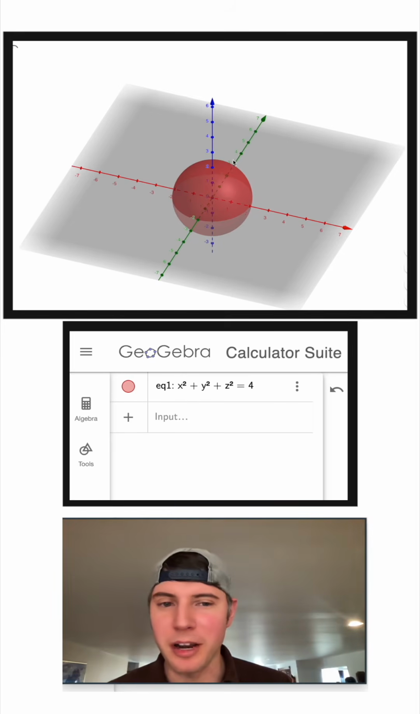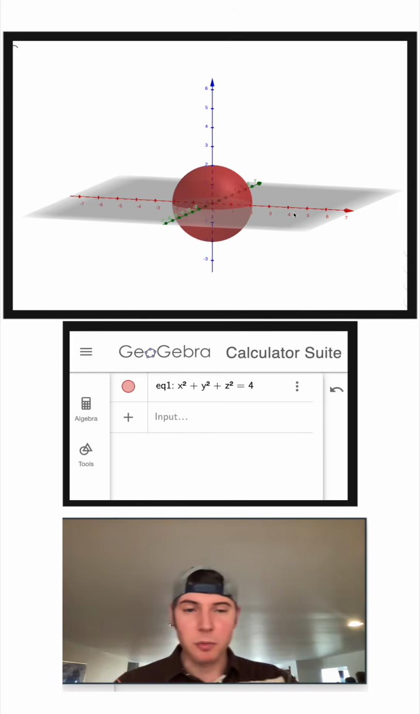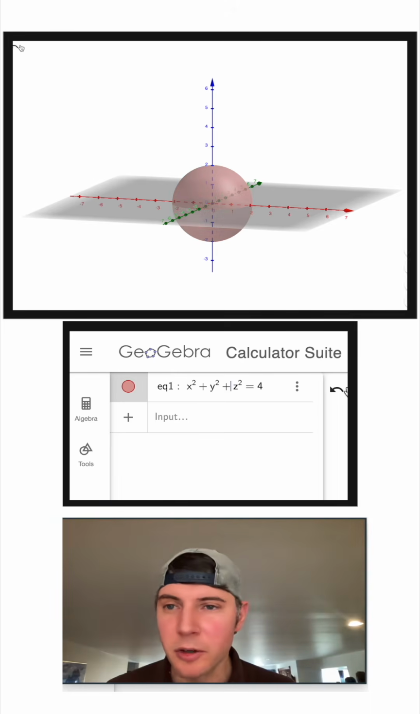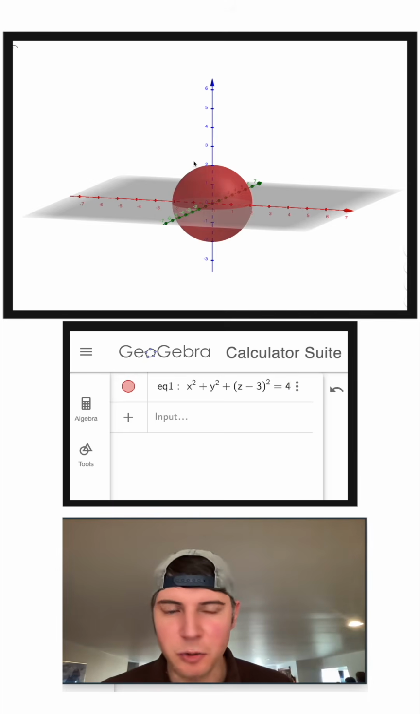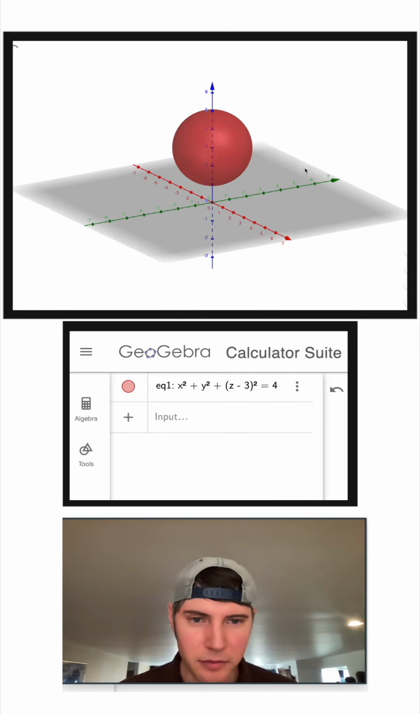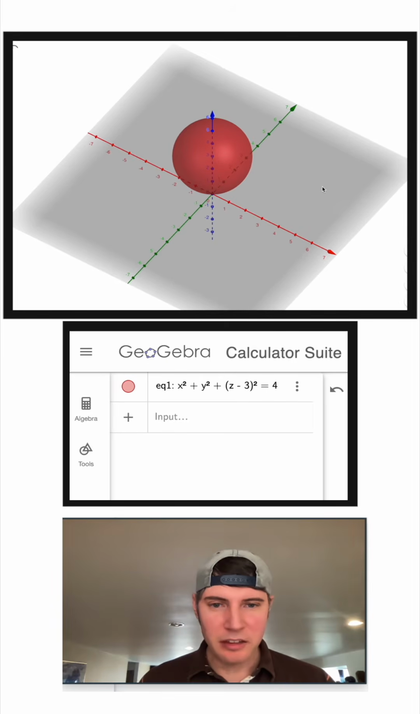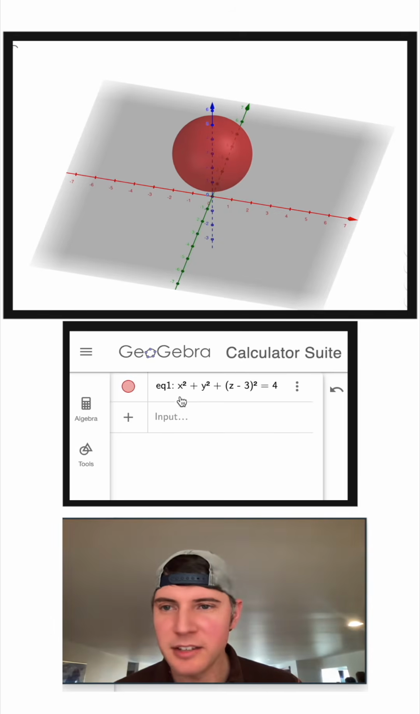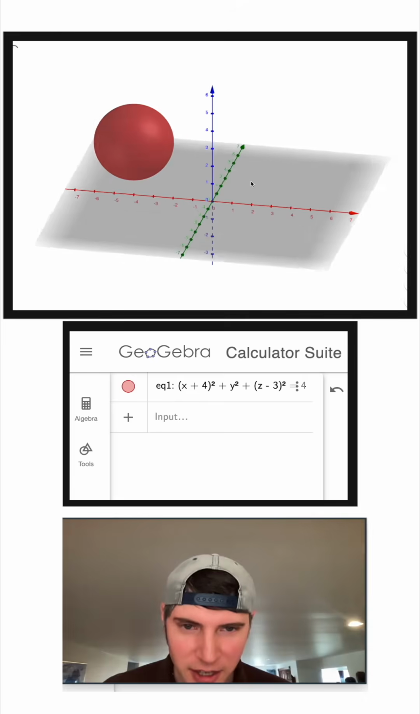And we can move this ball around if we want. Let's say I want to move it above the xy plane so it's not being cut in half. So I'll go to z, and then by doing (z - 3) squared, I'm going to shift the whole thing up 3, and there it goes. So now it's floating above the xy plane. And if I want to move it left, say 4, inside the x, I'm going to say (x + 4). And that shifts it all the way over there.